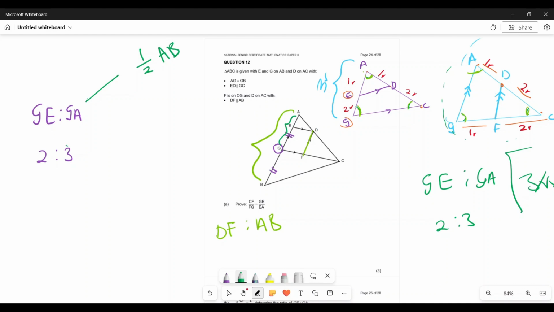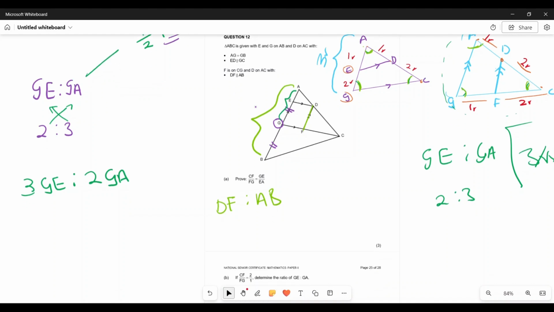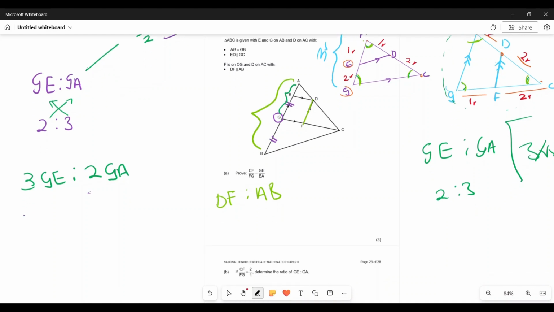But first, let me cross multiply here. First step would be to cross multiply. So this 3 GE is to 2 GA, all right? I'm trying to solve for my AB. Remember? So now, 3 GE is to 2 multiplied by, remember I said my GA is the same as a half multiplied by AB. Right. Now, I want you to note something also. Let me try and erase here.